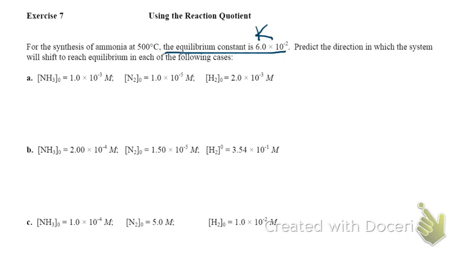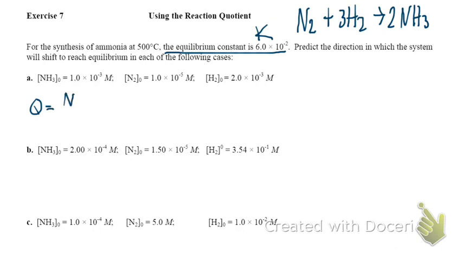So we're going to calculate Q, products over reactants. I guess we probably should write the equation. It's the synthesis of ammonia, which is N2 plus 3H2 yields 2NH3. All right. So our Q should look like this. For all of them, we're going to have NH3 concentration raised to the second power over the reactants. So we'd have concentration of N2 and then H2 raised to the third.